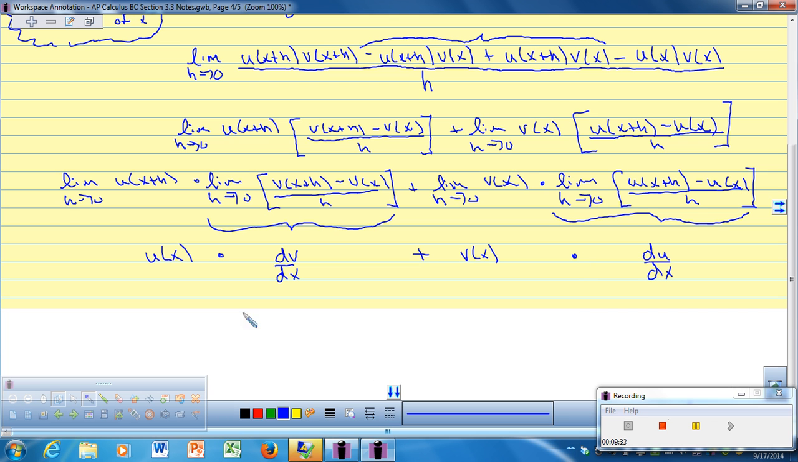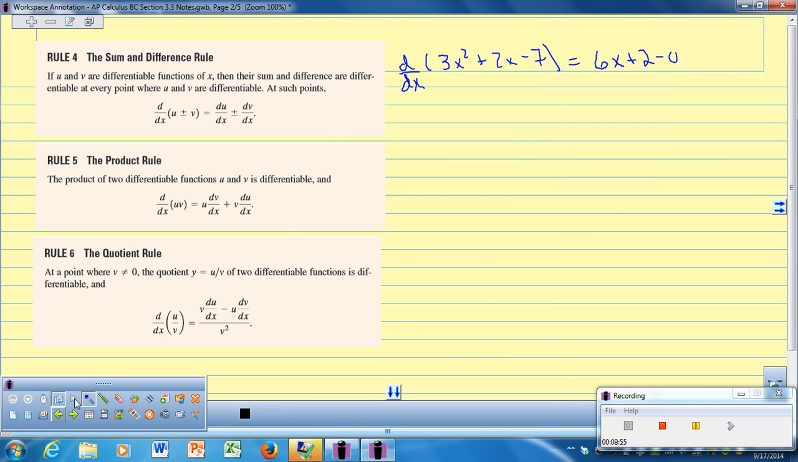So what we have come up with here is called the product rule, where we have two functions, u and v, that we're multiplying, and to find the derivative we would find u times the derivative of v plus v times the derivative of u. You might see it written like this, u v prime plus v u prime. So that is the product rule. And we use that when we are taking the derivative of a product of functions.